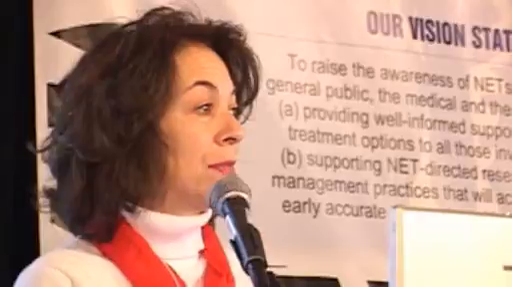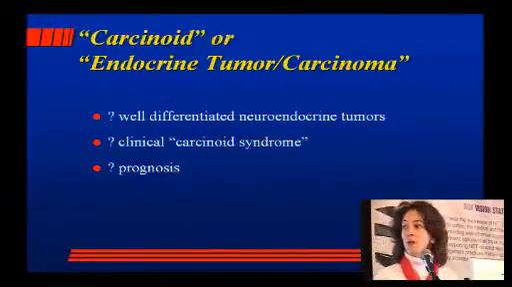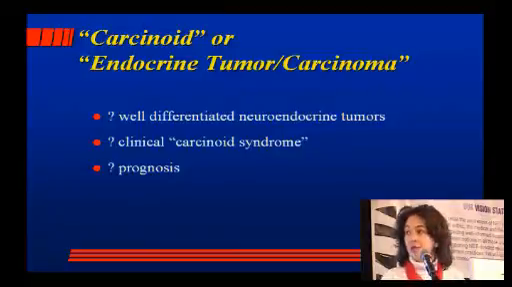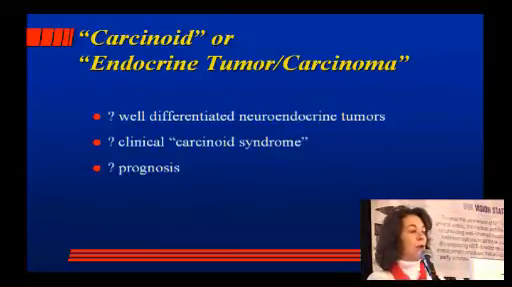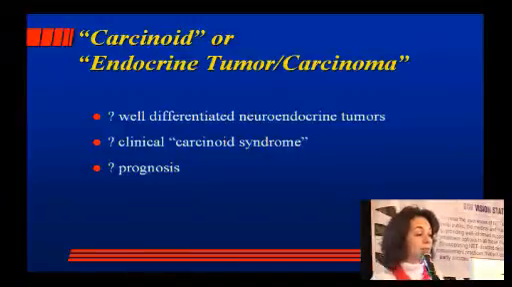So I'm going to start with some definitions, histologic features, and molecular genetics, just so that everybody understands the biology of the disease. And then Dr. Izat's going to talk about clinical presentations, circulating markers, confirming the diagnosis, and then what do we do with you once we know we have the diagnosis. So I'm going to start with some fundamental issues that I think everybody should understand. One of them is about terminology.